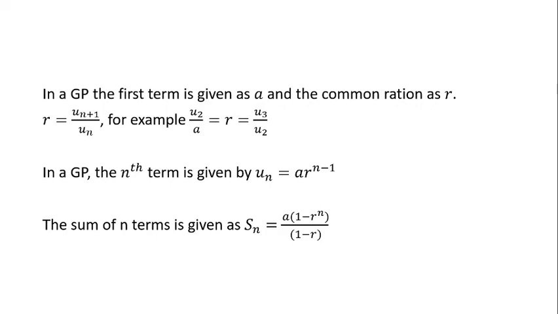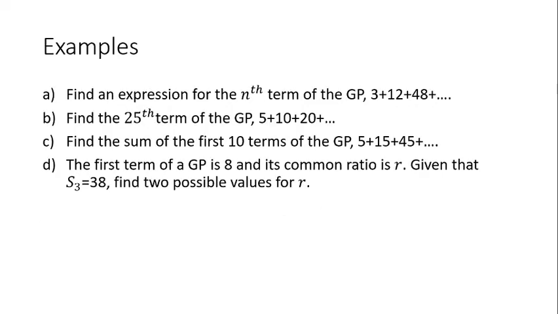In a GP, the nth term is given by un equals a times r raised to the power of n minus 1. And the sum of n terms is given as Sn equals a on 1 minus r to the power of n, all divided by 1 minus r. So we're going to look at some examples now.